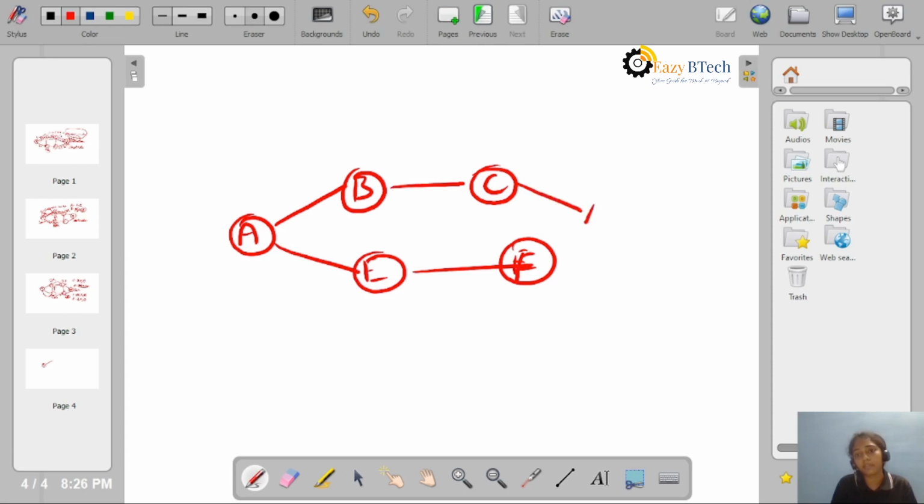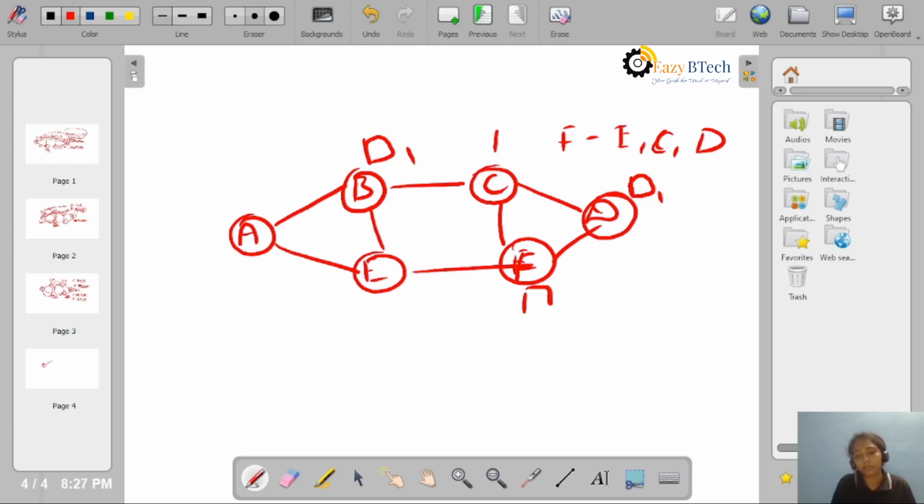F. So we are seeing that F's interlinked nodes are E, C, and D, right? We currently have a data packet at D. E does not receive a data packet from E, and E also doesn't have a data packet because it sent it to B. So it accepts the data packet P1, right?